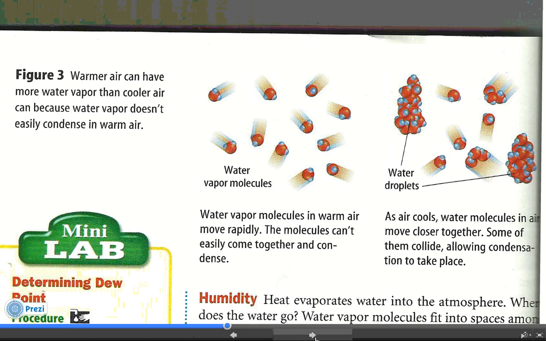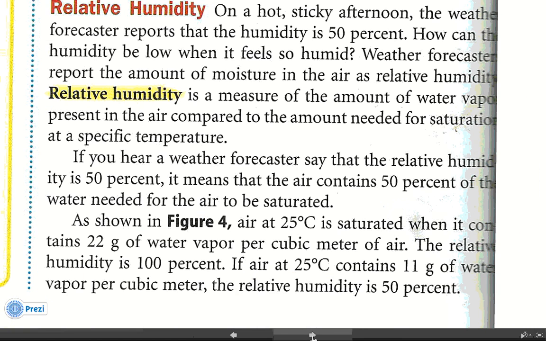Alright, there's our figure, which you already looked at. Alright, relative humidity. This is some math. On a hot, sticky afternoon, the weather forecaster reports that the humidity is 50%. How can the humidity be low when it feels so humid? Weather forecasters report the amount of moisture in the air as relative humidity.